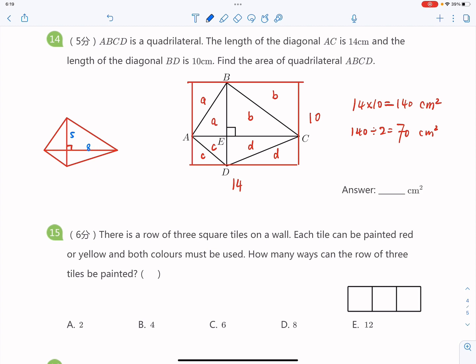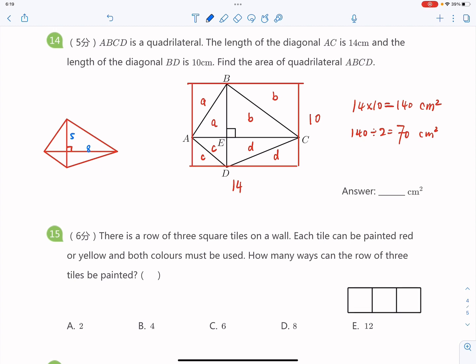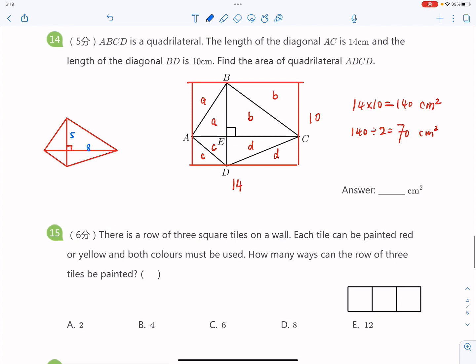You can just multiply these two diagonals together and divide by 2. That will be the area of this quadrilateral, which equals 5 times 8 equals 40, divided by 2. That means the area of this quadrilateral will be 20. So that's it for this question.